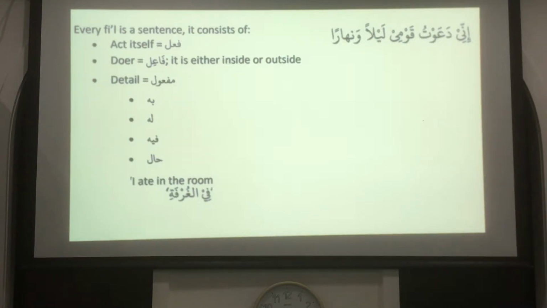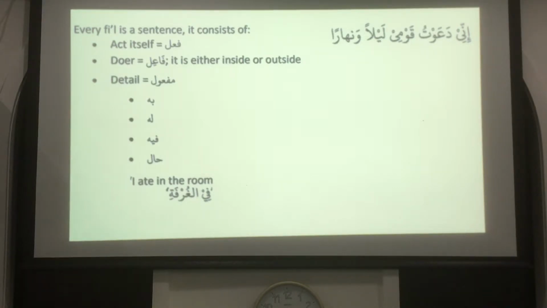Nation of mine. But still it's nasab, meaning the whole thing is nasab, meaning it's a maful. That's why we call it maful bihi. Okay? Laylan and naharan, they are in nasab actually, but they are maful fihi. They are still in nasab because they have nothing to attach, so you can't just change into jar. There has to be a reason for the jar.